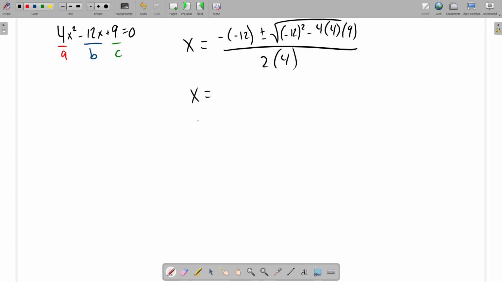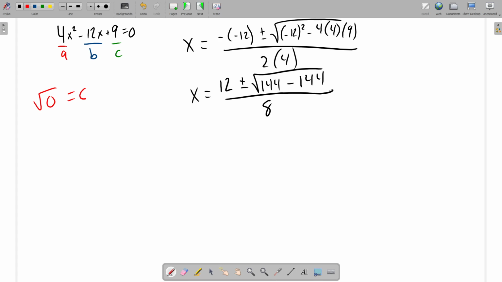Now we just need to work towards simplifying this. Negative negative becomes a positive, so that's 12. Plus or minus the square root of negative 12 squared becomes positive 144. Minus 4 times 4 is 16, times 9 is 144. Divided by 2 times 4 is 8. Well, 144 minus 144, that's very convenient. That's going to cancel out, and we're going to have the square root of 0. The square root of 0 is, in fact, equal to 0.